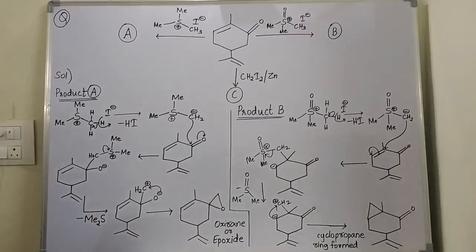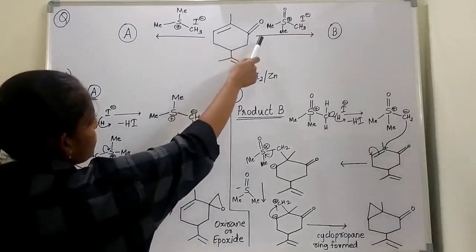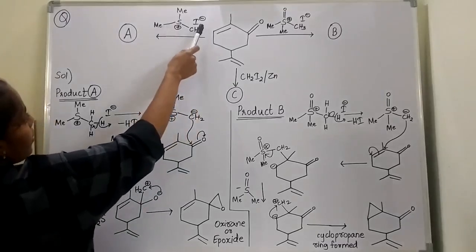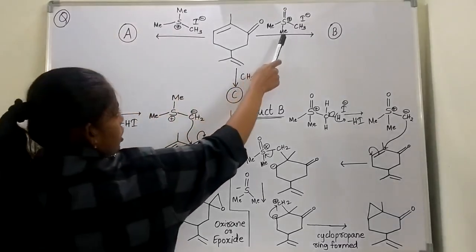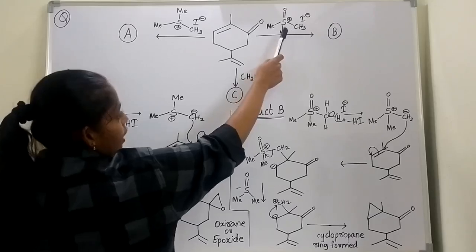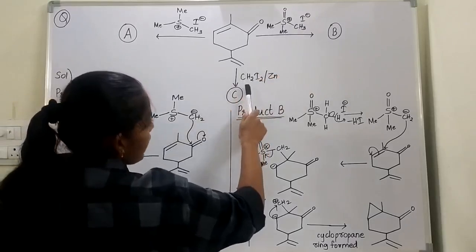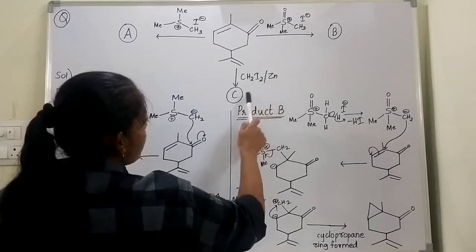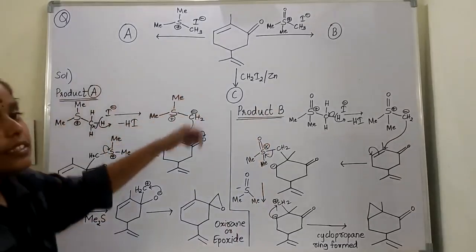Now let us see the next question. Here this reactant is having an enol group, which on reaction with trimethylsulfonium iodide will give us a product A, which on reaction with trimethylsulfoxonium iodide will give us a product B, and which on reaction with diiodomethane in the presence of zinc will give us product C. Now let us see what A, B and C are.